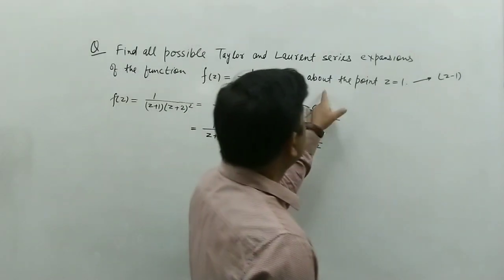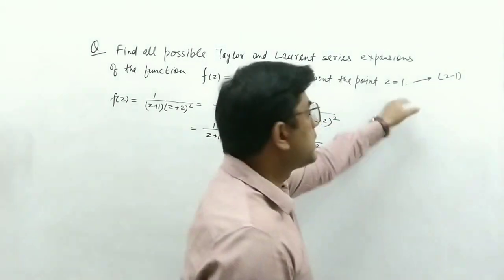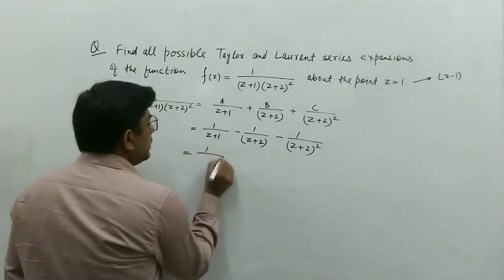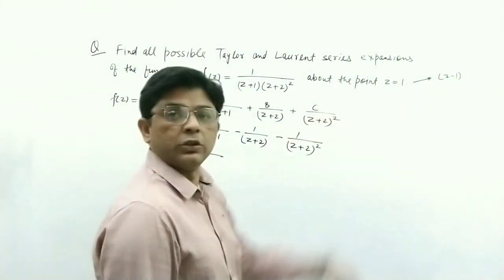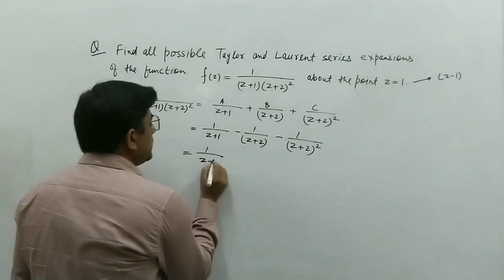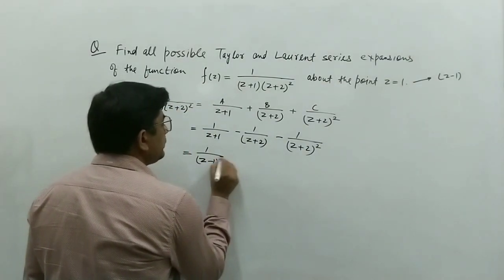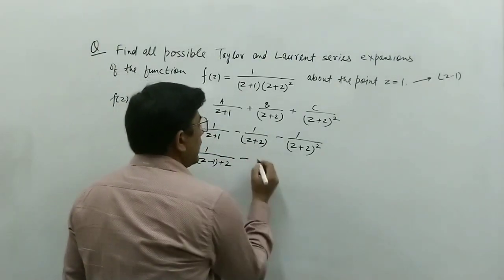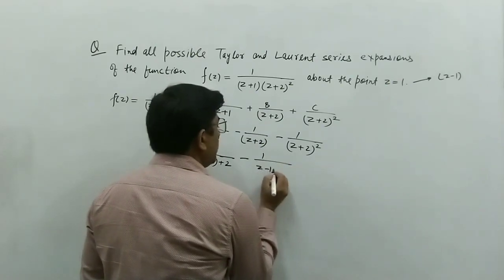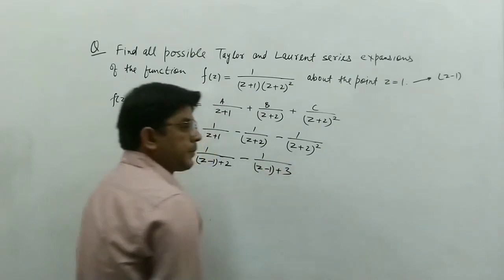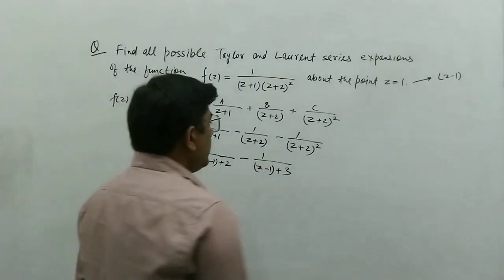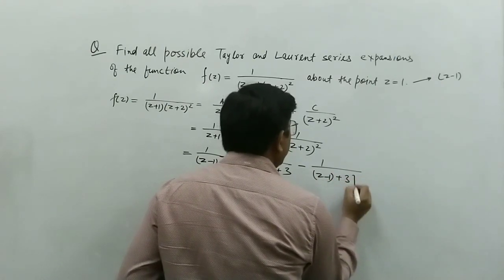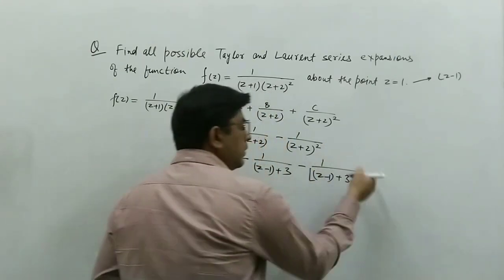Since we have to find the expansion about the point z equal to 1, that is, we have to write in the powers of z minus 1. So now we rearrange these terms. We can write z plus 1 as z minus 1 plus 2. Again, we will write z plus 2 as z minus 1 plus 3. And here we write minus 1 upon (z minus 1 plus 3) and here we have the whole square.